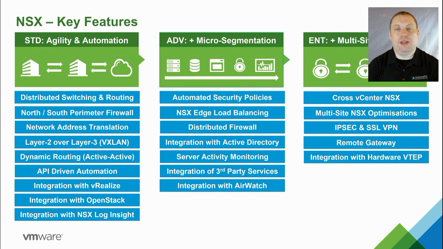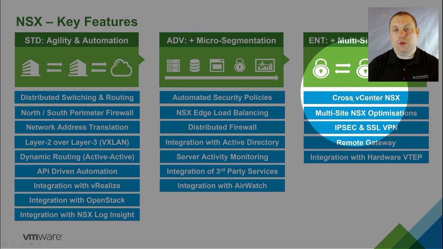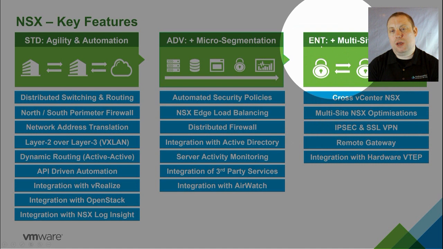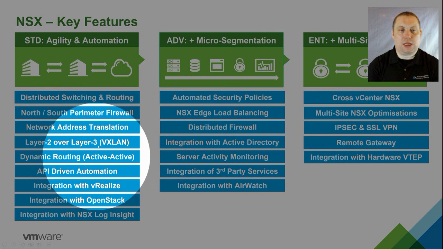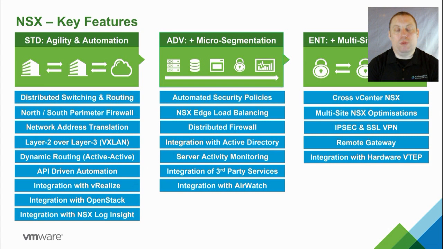Again, I tend to have this in a more advanced deck, but it's a question that comes up quite a lot, which is, if I need feature XYZ, such as distributed firewall, which version do I need in order to do that? If I want the ability to run multi-site NSX and run it across multiple vCenters, maybe I need enterprise. If I only need layer 2 over layer 3, maybe I just need standard. But again, that's just a simple overview of which features are in which versions.